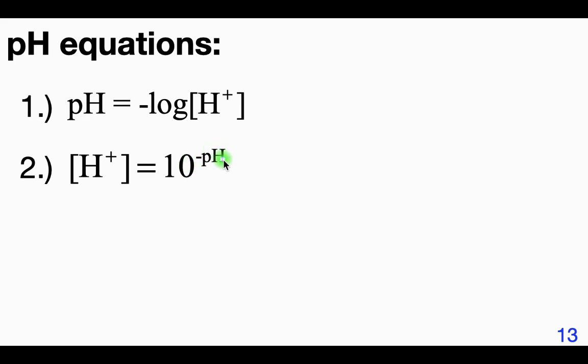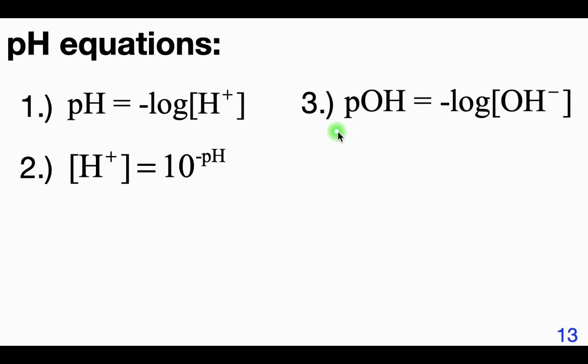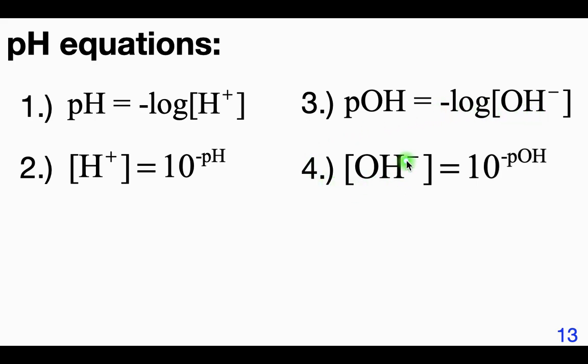Now we can make the same relationships with the hydroxide ion concentration. So we have two more equations that are identical, except instead of the hydrogen ion concentration, it's the hydroxide ion concentration. So instead of pH is equal to the negative logarithm of the hydrogen ion concentration, pOH is equal to the negative logarithm of the hydroxide ion concentration. And the same for the hydroxide ion concentration and pOH. It's the antilog of negative pOH.